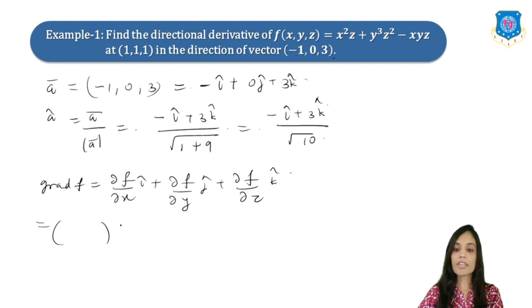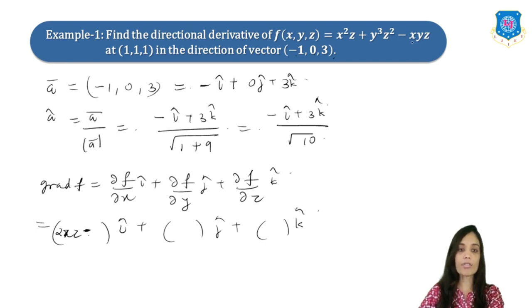So let us write the derivative answers with respect to x, y and z. If I do with respect to x, it will be 2xz, right? Minus, if I find the derivative with respect to x of this, so minus yz. Now do with respect to y. So the answer will be 3y square z square minus xz. Fine. And the last answer of this will be x square plus 2y cube z, right, minus xy.